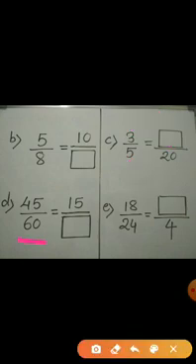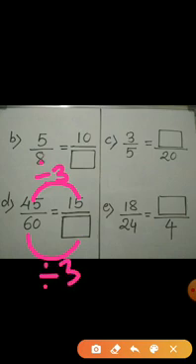Now the D, here the fraction is 45 by 60 equal to, in the second fraction numerator is given again and denominator is missing. Now let us find out the relation between numerator first. What is the relation between 45 and 15? When you divide 45 by 3, you will get the number 15. So since numerator is getting divided by 3 in the first fraction, denominator should also get divided by 3 to get the denominator in the second fraction, right? So 60 divided by 3 is equal to 20. So here the missing number is 20.